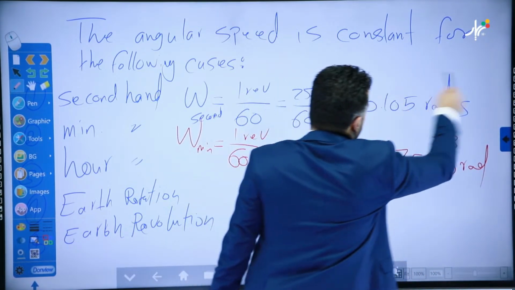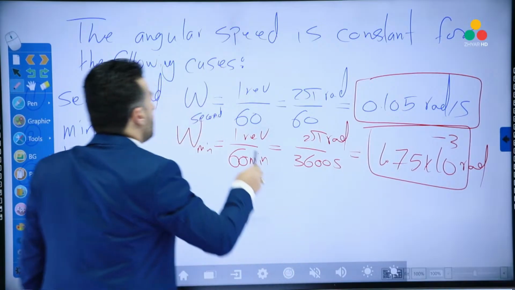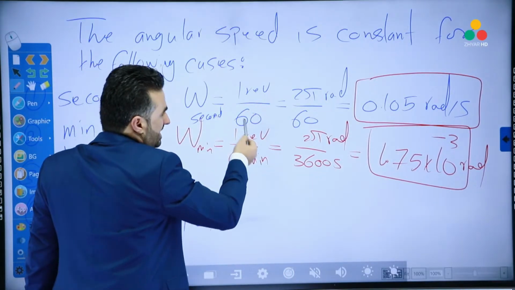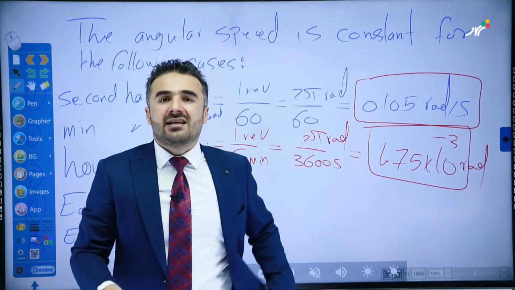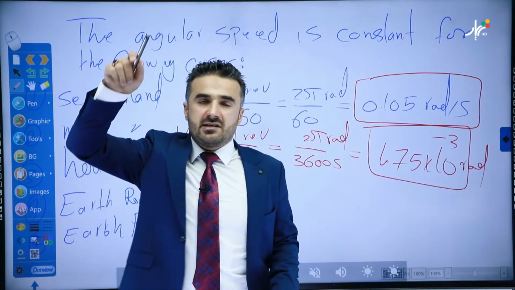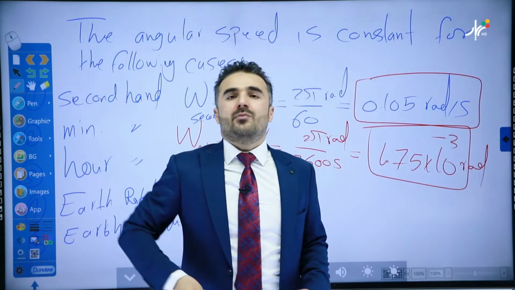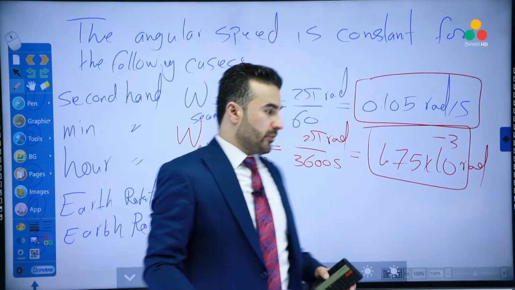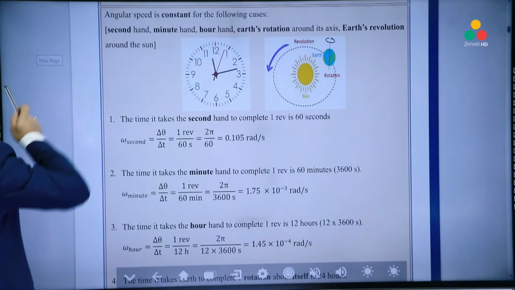Remember, you don't need to remember these answers. As long as you know that the second hand takes 60 seconds to complete one revolution, what about the minute hand? It takes 60 minutes, so of course you convert minutes into seconds. What about the hour hand? It takes 12 hours to complete one rotation. I'll skip the hour hand because you can do that.